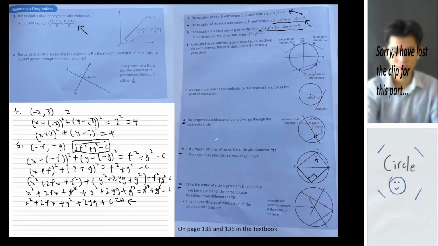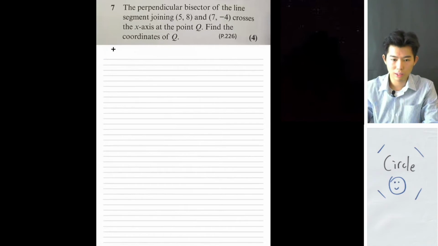And yeah, that's pretty much all the concepts that you will have to know in order to deal with this chapter. And now let's try to do some questions. Okay, let's try this. This question here is question 7 from page 226 in the textbook. In this question, the perpendicular bisector of the line segment joining the points (5, 8) and (7, -4) crosses the x-axis at point Q. Find the coordinates of Q.